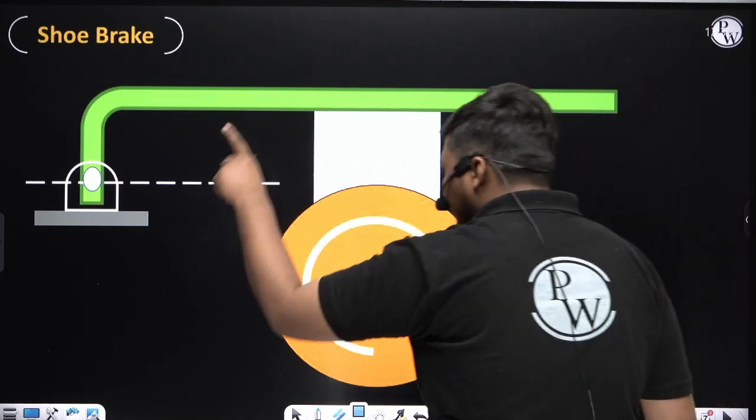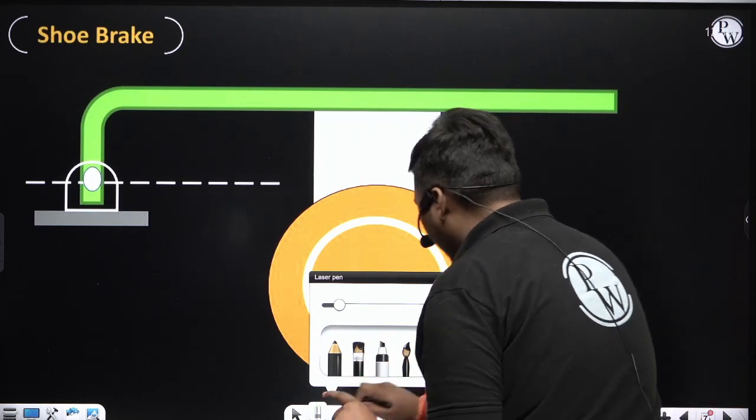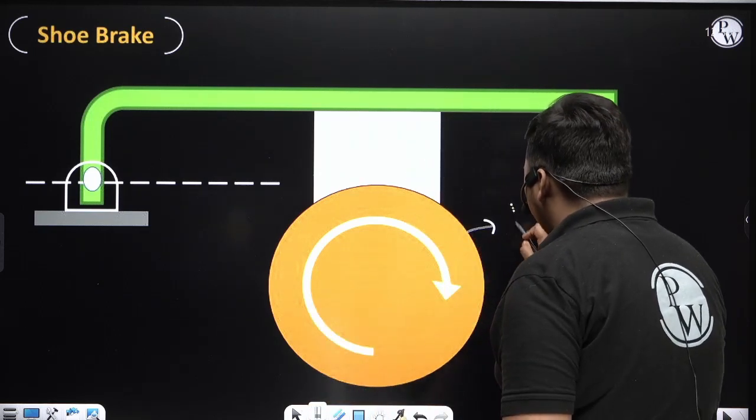This is the basic diagram of shoe brake. In this diagram, this link is the drum.